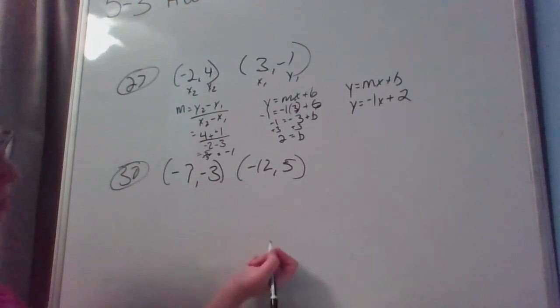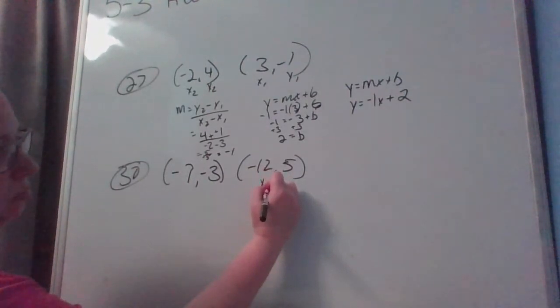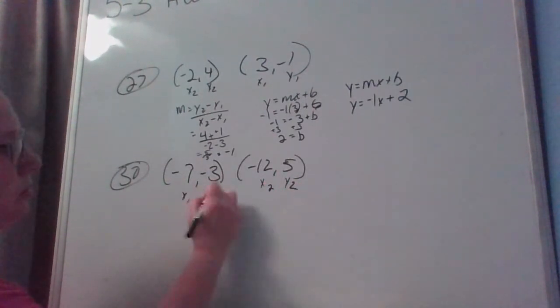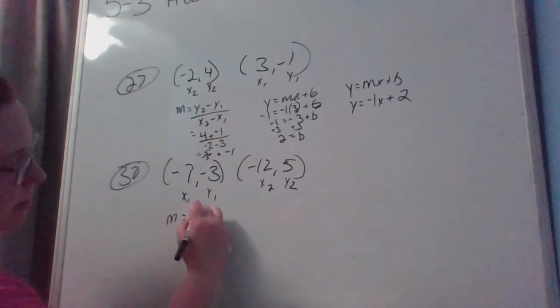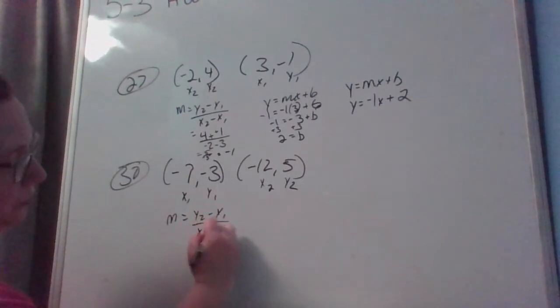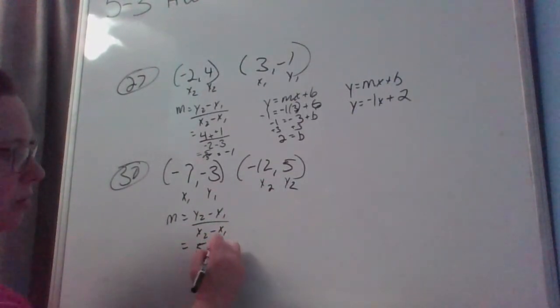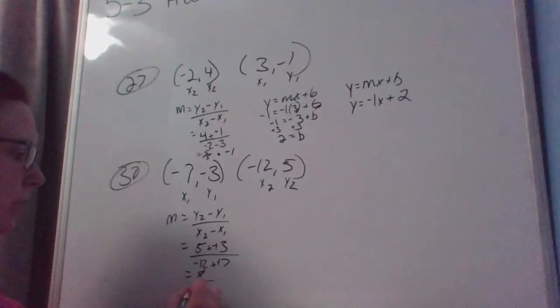Last one is number 30 here. We're going to do the same thing. I guess I'll call these my 2s and these my 1s. Let's see. So I'm plugging in 5 minus -3, -12 minus -7, double negatives in both of those. So it becomes 8 over -5.